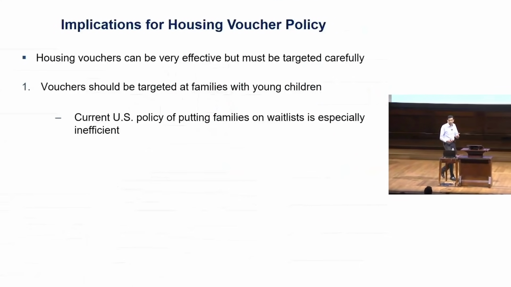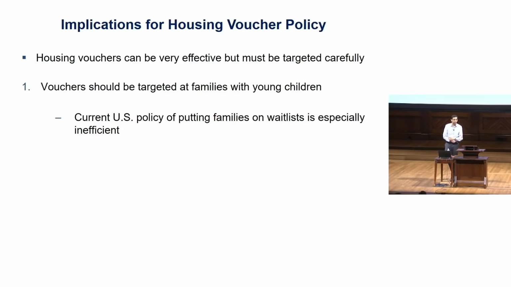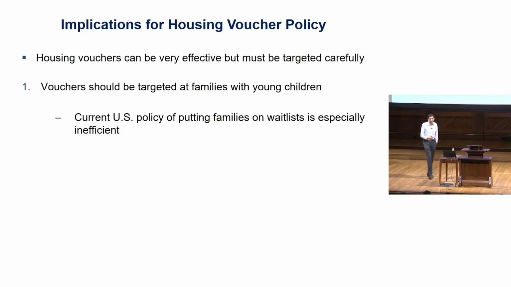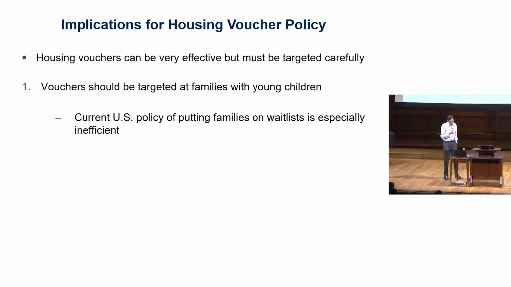Okay, so in that vein, what does all this research actually mean for housing voucher policy in terms of actually trying to improve people's outcomes? I think what we learned from this is that housing vouchers can in fact be very effective in helping families rise out of poverty, but they have to be targeted very carefully. First of all, what you should be able to see from the charts that I just showed you is that it's critical to target affordable housing at families with young kids.